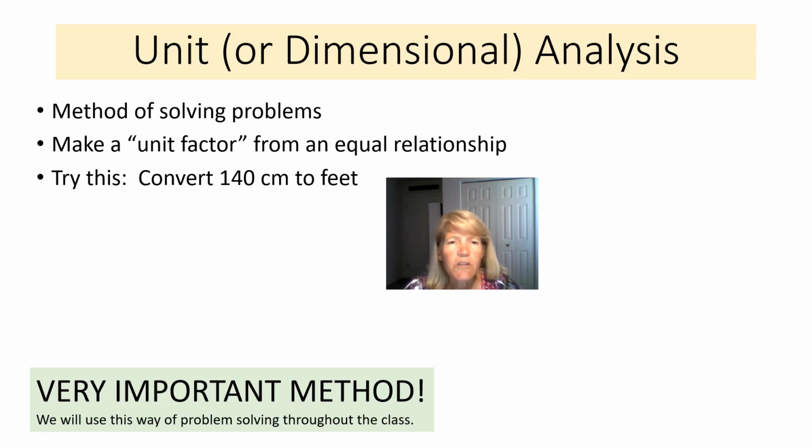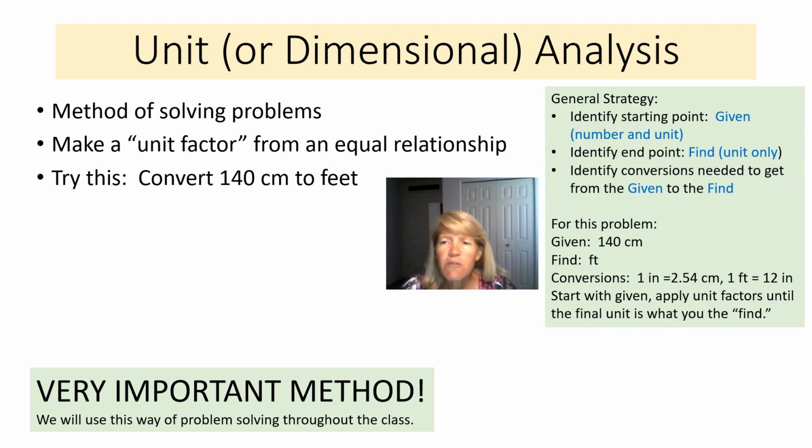Unit analysis or dimensional analysis is the method that we're going to use for problem solving. Basically, what we're going to do is make a unit factor, which is just a ratio from an equal relationship. The general strategy is to identify the starting point and the ending point. That's our given and find. And then identify the conversions that we'll need to get from the given to the find. And this is where those unit factors come in.